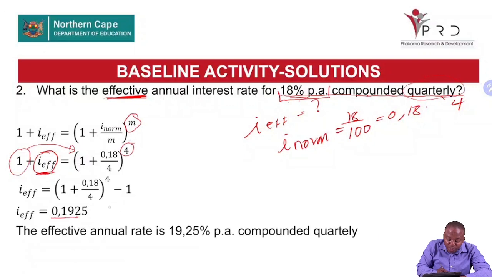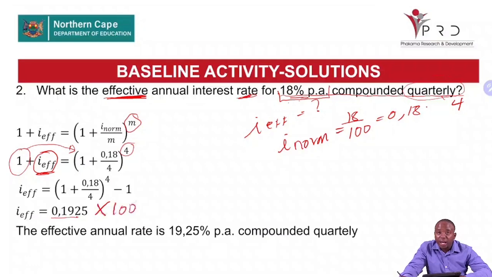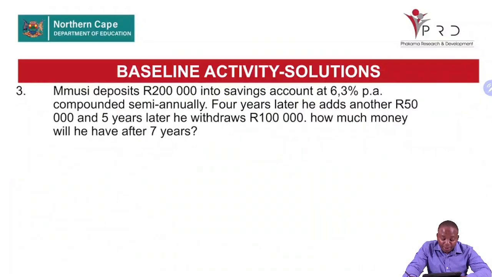Remember, this is I. We are looking for the interest rate. So the word rate gives us an idea that we must take our I and multiply it by 100. When we do that, we will be able to find the effective annual interest rate that is compounded quarterly. So that is all about number 2. Then we move on to number 3.